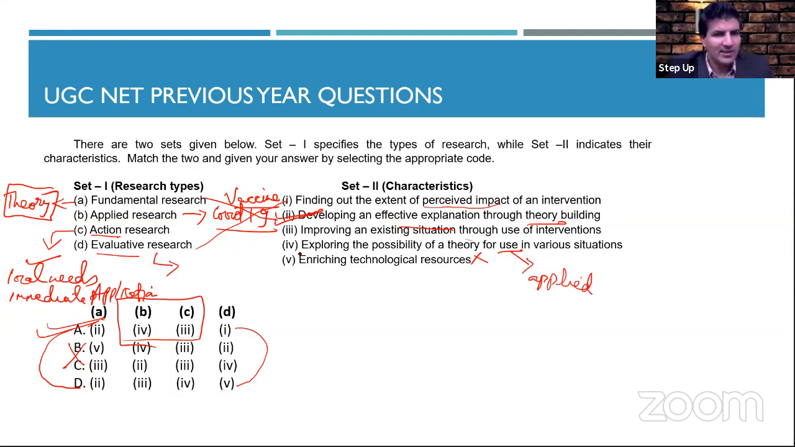And then C is 3. C is 3, improving an existing situation through use of interventions. That's correct, right? So academic research, right? You could use it in academics, you could use it in other situations as well. So therefore it's option A.